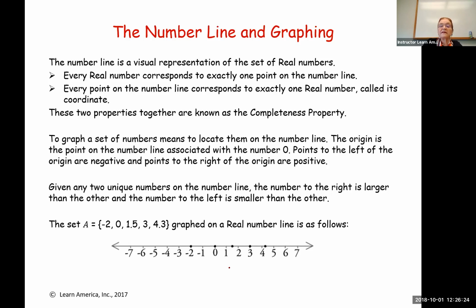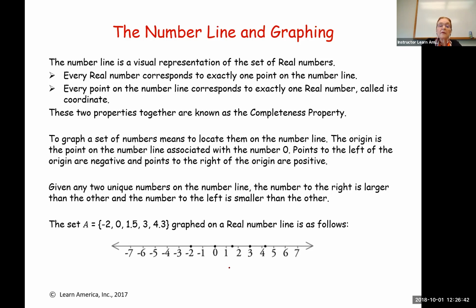When we graph a set of numbers, it means we locate them on the number line. The origin is the point associated with the number 0. Points to the left of the origin are negative. Points to the right of the origin are positive. If we have any two different numbers on the number line, the number to the right is bigger than the one to the left.